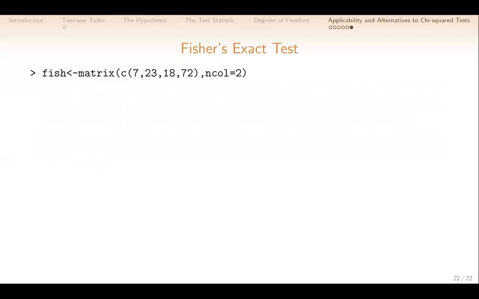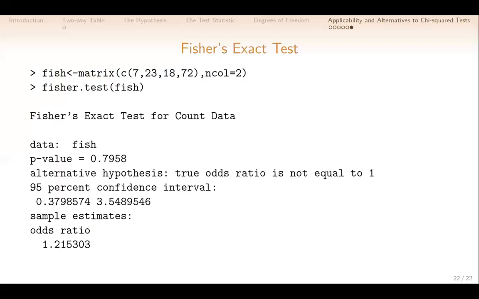Okay, so the Fisher test is, again, you put in the matrix. I have 2 columns, so I just put in those 4 numbers. And then you just have to write Fisher.test on the data, and it gives you a test for count data. And so the p-value is 0.8. So you can't really say much is going on here.